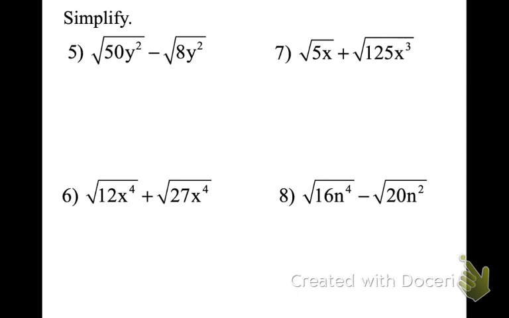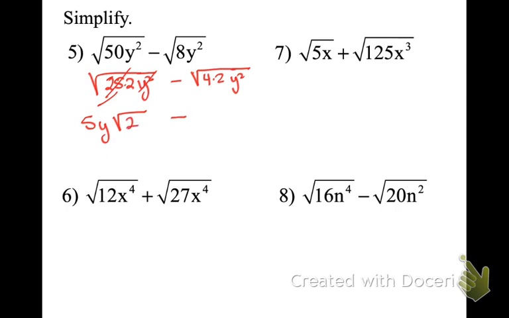All right, let's add some variables to the mix. So in this case, I can break that down to square root of 25 times 2 times y squared minus square root of 4 times 2 times y squared. I can pull out a 5. I can pull out a y. I have under the radical a 2. And here I can pull out a 2 and I can pull out a y, and under the radical we have a 2. So 5y minus 2y.